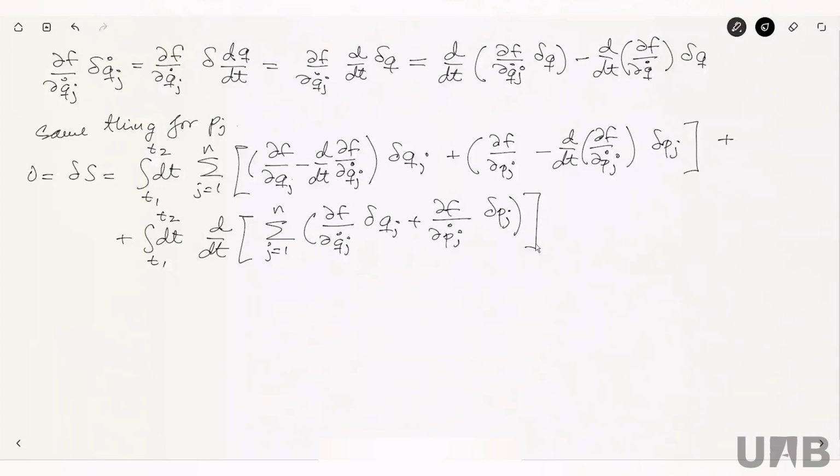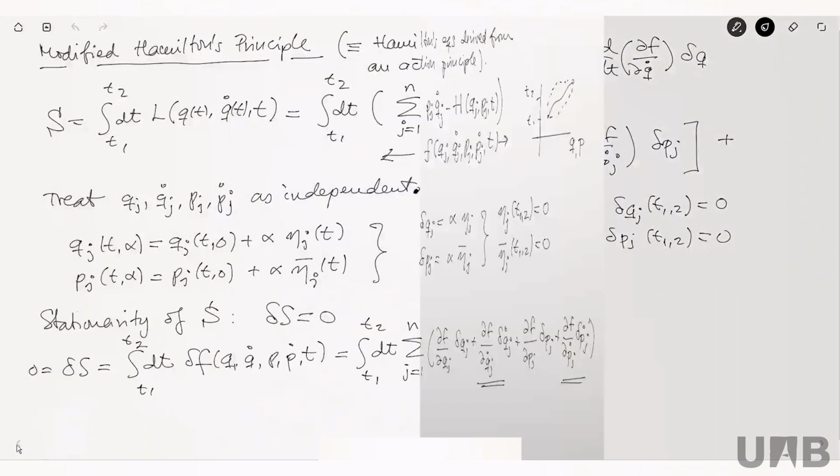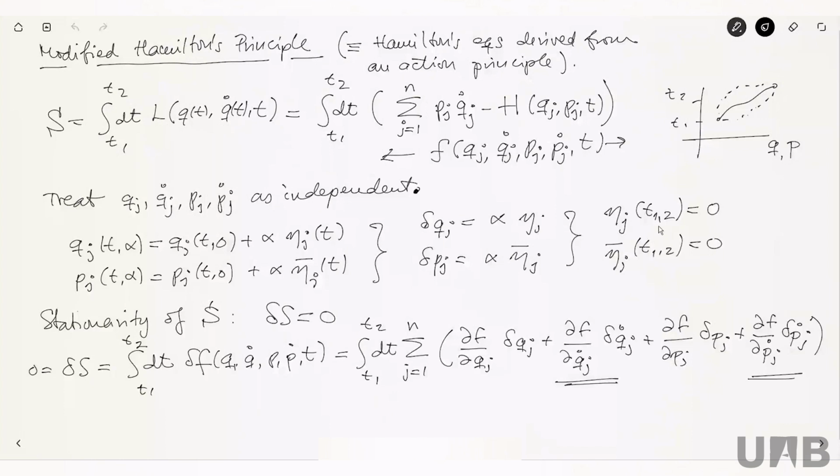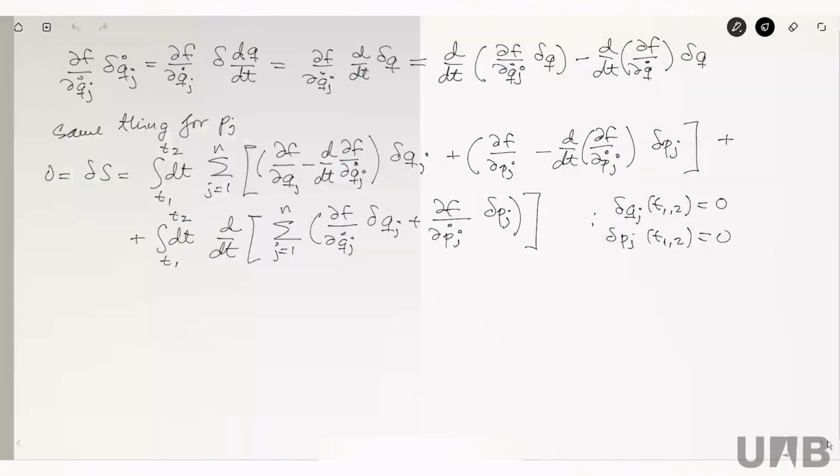So this is just this integration by parts, and now it's the usual thing. Remember that delta qj at t1 or t2 is 0, and delta pj at t1 or t2 is also 0 because of the boundary conditions that we had before. The boundary conditions, these two boundary conditions for eta and for eta bar.